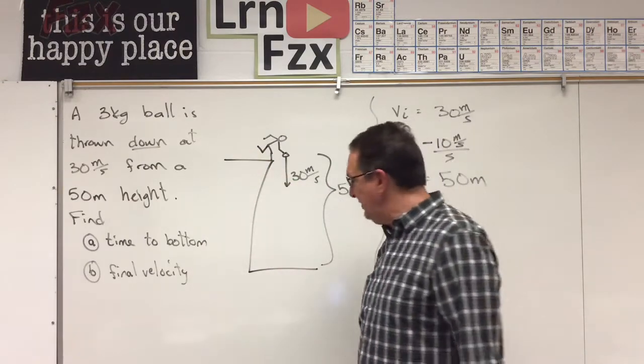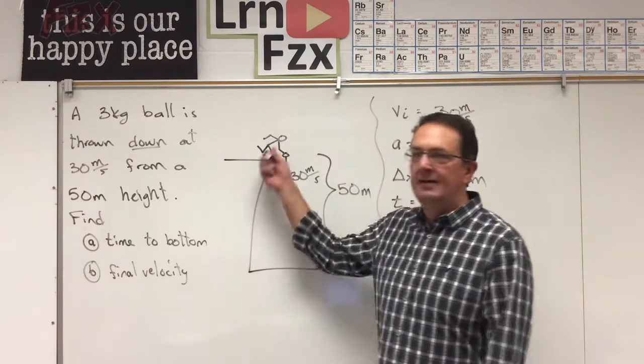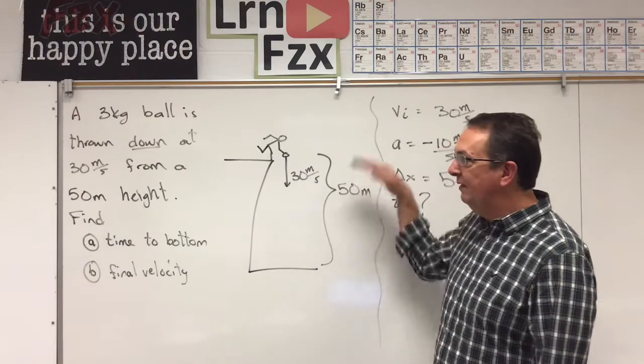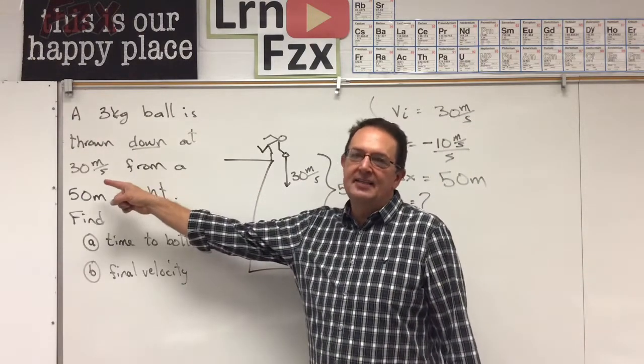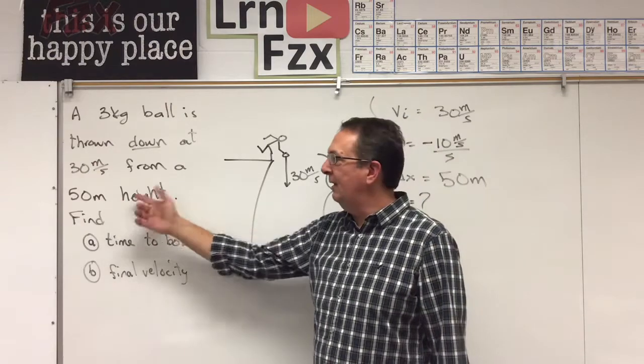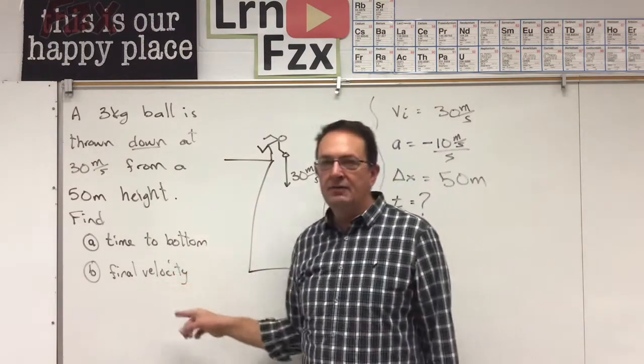So here's the situation. A 3 kilogram ball is thrown down at 30 meters per second. That's you, right? From a 50-meter height. There is the height at 50 meters. 30 meters per second, that's like 65, 70 miles an hour. 50 meters, like 150 feet. It's about 50 yards, close enough. Find the time to the bottom and the final velocity.